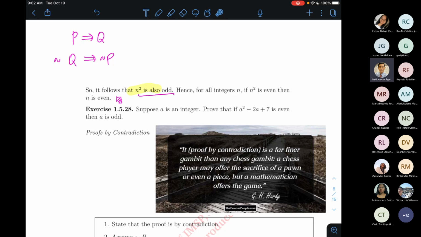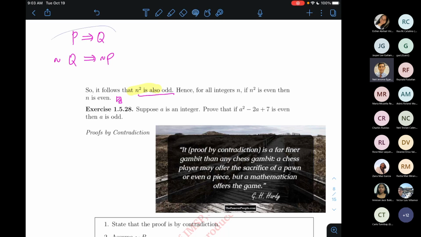Kaya lang kapag hindi ko talaga siya mapakita or hindi ako maka-move from P towards another valid proposition, then I try the contraposition. Okay? Sometimes they are both easy. Sometimes the contrapositive is much easier than P implying Q, as we have seen in a couple of examples last week. All right. Kaya lang minsan posible rin na parehas silang mahirap.